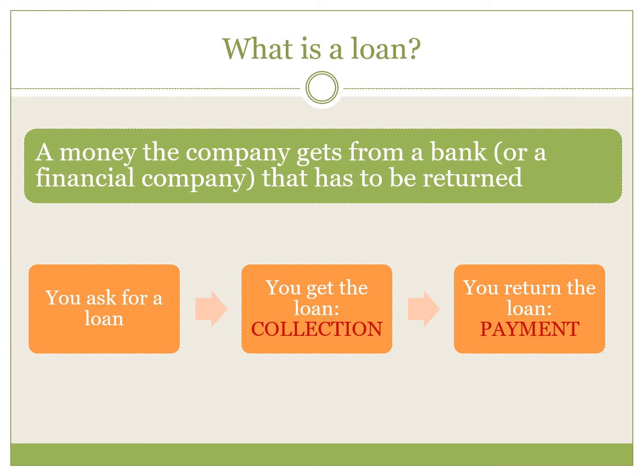On the other side, on the liability side, we have loans. What is a loan? Well, you need more money. You go to the bank and you say, hey, can I have some money from you? Maybe you don't go to the bank, you go to a financial company and you ask for the money again, okay? So the bank, the financial company, they give you the money and you have to give it back, okay? So whenever you ask for a loan, there are two situations. You get the loan, so that's a collection, and then you have to return the loan, and that's a payment. And those are the places where you have to put the loan in your chart.